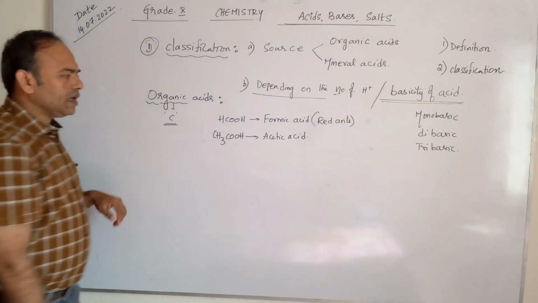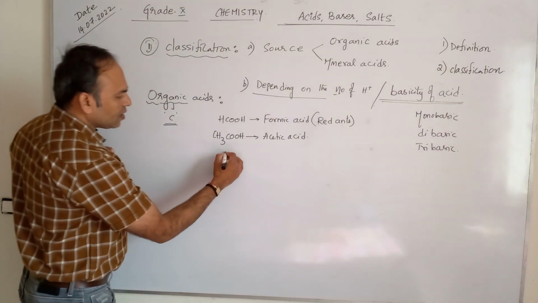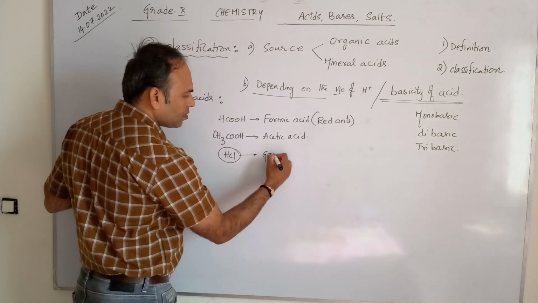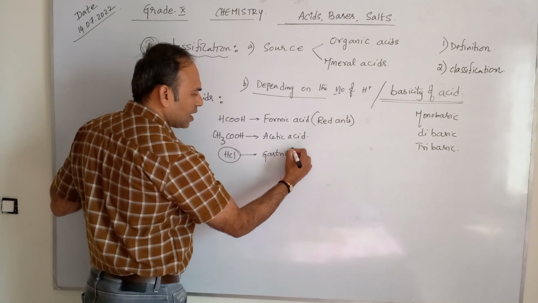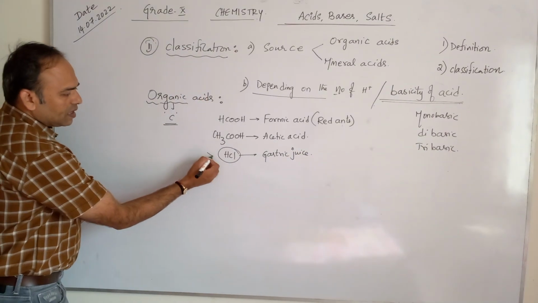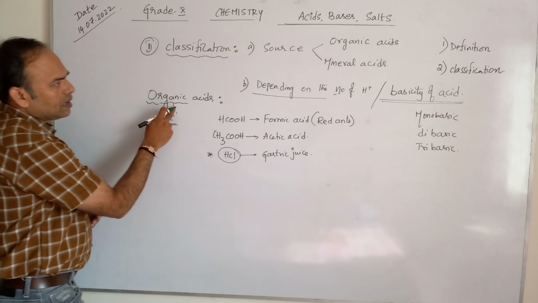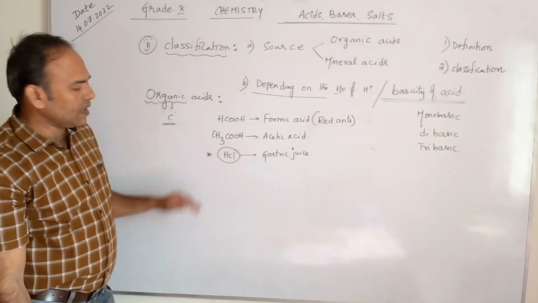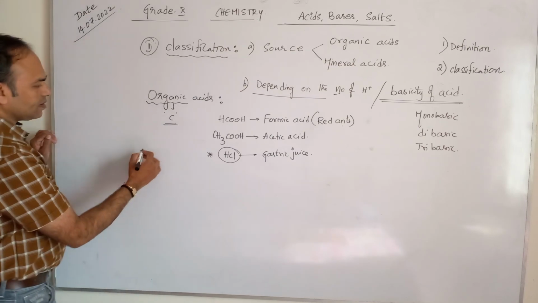It is also organic. And then we can also consider an important thing, that is nothing but HCl, which is present in the gastric juice of human beings. One important note, HCl comes under both organic as well as mineral acids, because you can prepare HCl in the laboratory also.